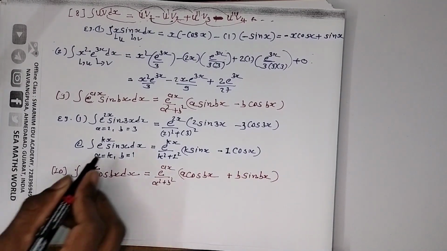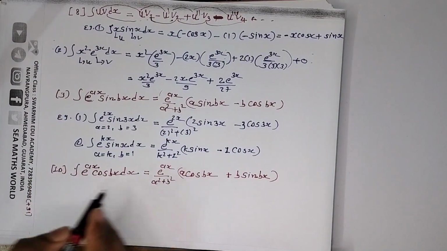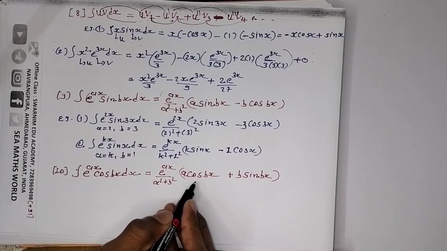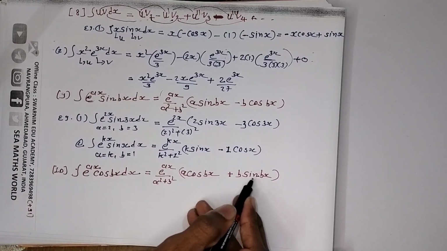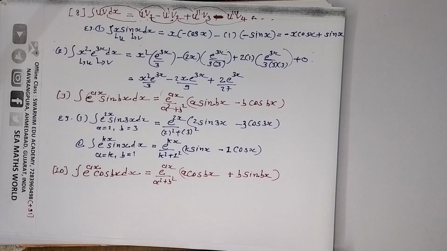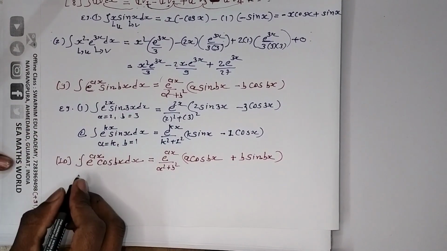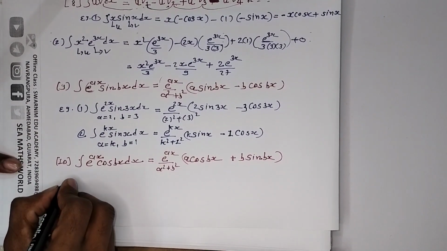What we have done? Same as what we have done in the e raised to x sine bx first term. Cos is given, then write down the cos. Then integration of cos bx is plus sine bx. First put a here and b there. Now let's understand it through an example. We will take the same example that we took in the e raised to x sine bx formula.